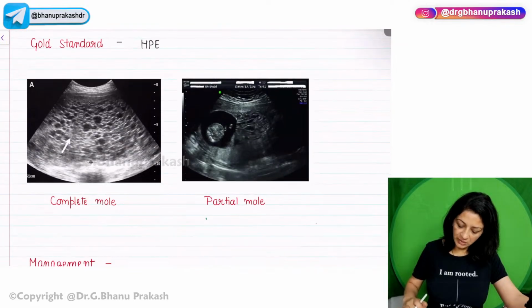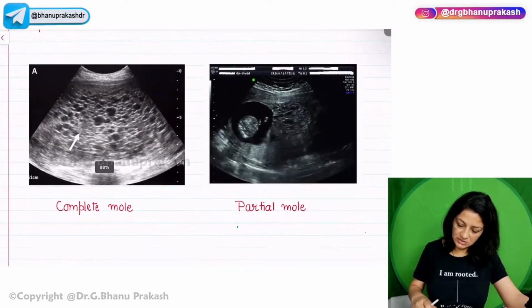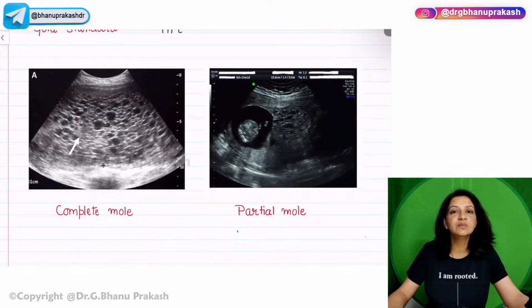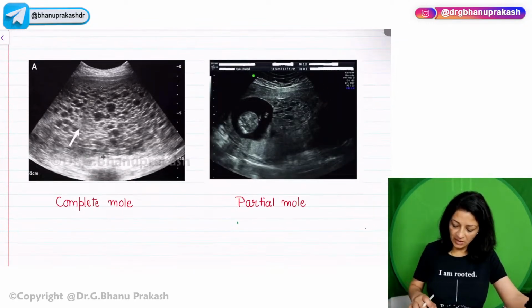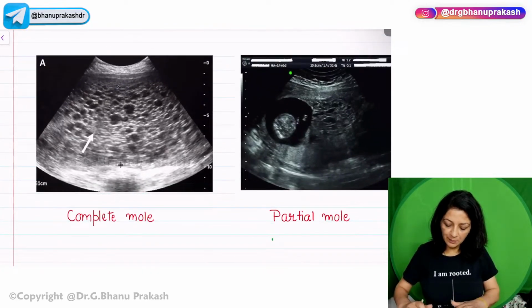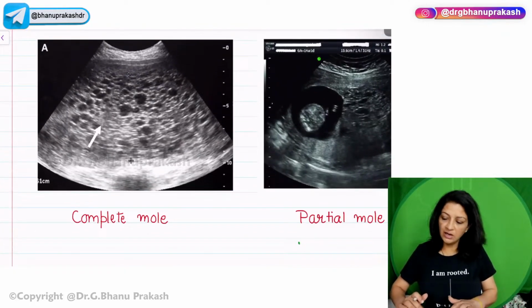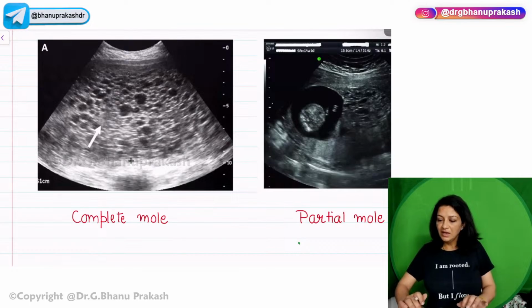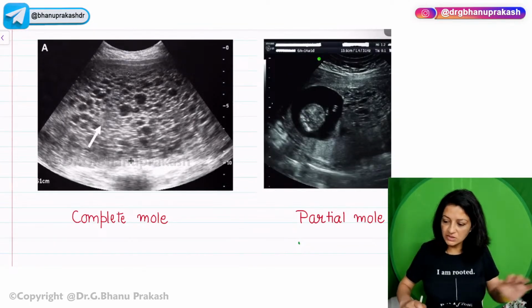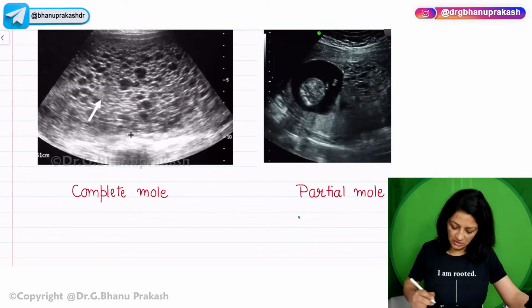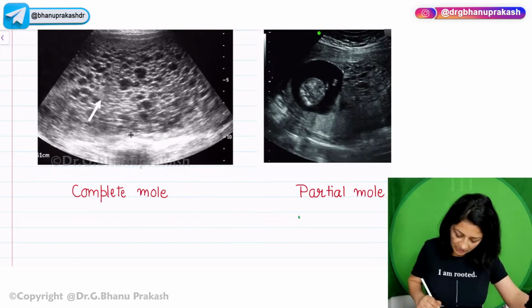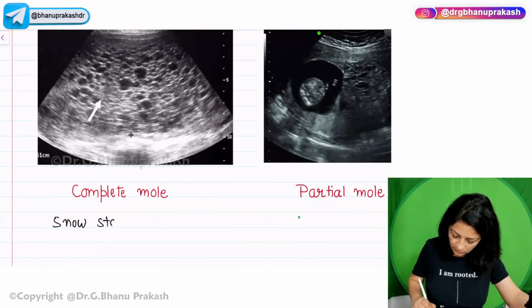So the most important point is the ultrasound images of complete mole and partial mole. In complete mole, this is an ultrasound image of snowstorm appearance. So in complete mole, what will you find? Snowstorm appearance.